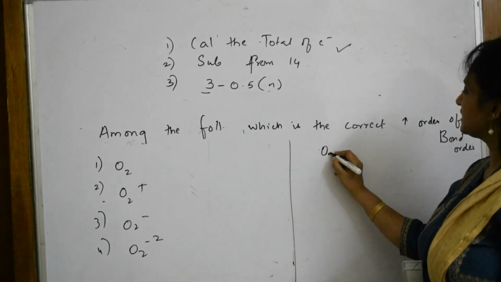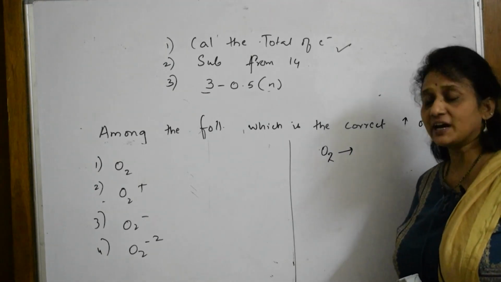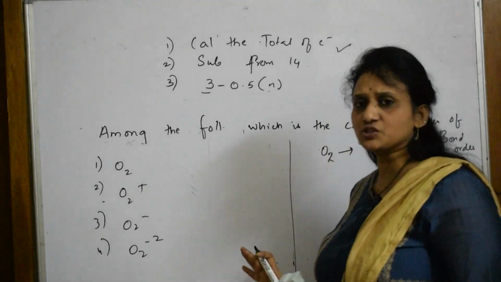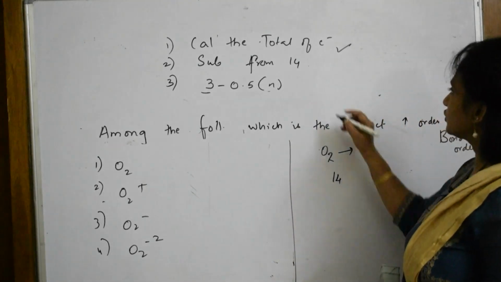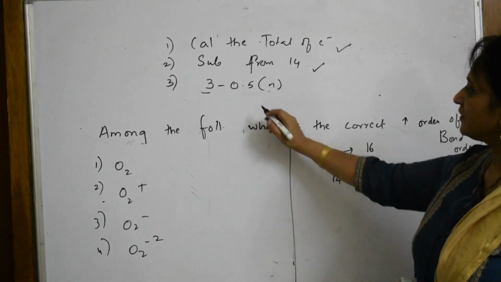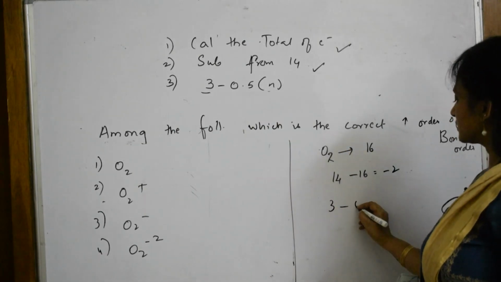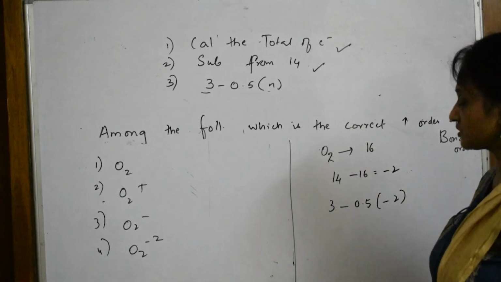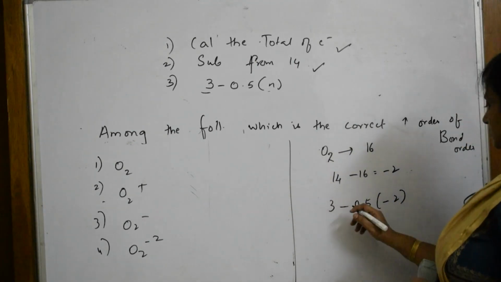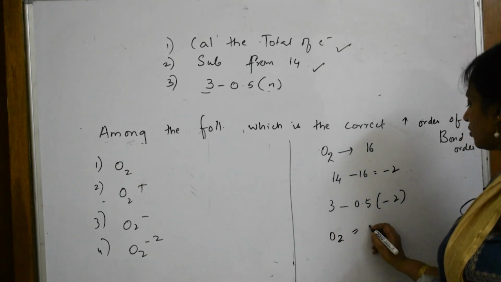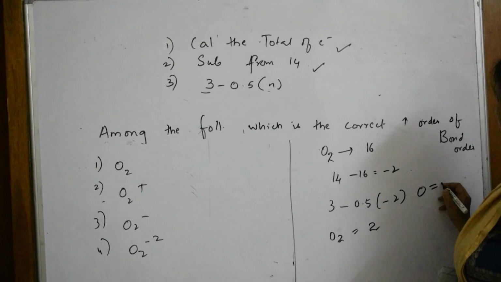So I'll show you one example. Oxygen, the number of electrons is 16, correct? There is no charge on this, so directly take it and go to the next step, subtract it and you'll get minus 2. Then apply it in the third step: 3 minus 0.5 into the number of electrons, which is minus 2. When you solve this, you get the bond order as 2. That's why oxygen is O double bond O.